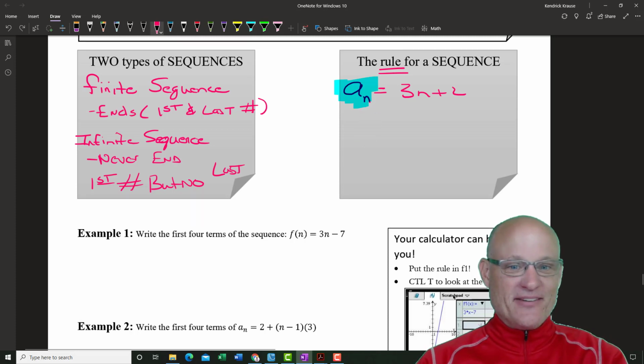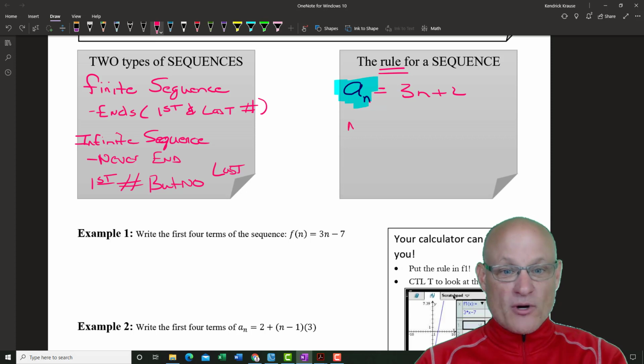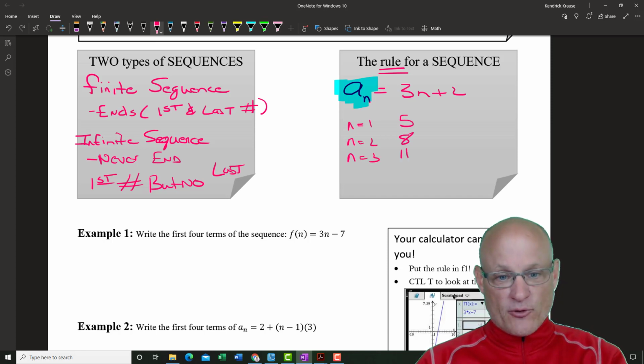Let me change pens. You plug in a 1, so when n equals 1, you get the number 5. When n equals 2, you get 6 plus 2, which is 8. And when you plug in n equals 3, you get 11, and so on and so forth. So this would be the sequence of numbers 5, 11.